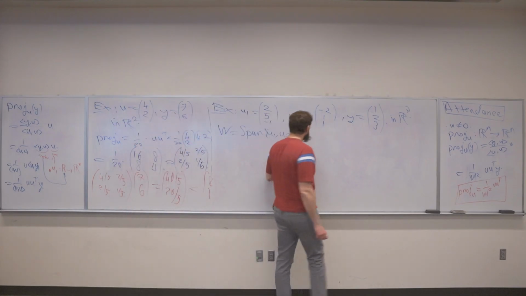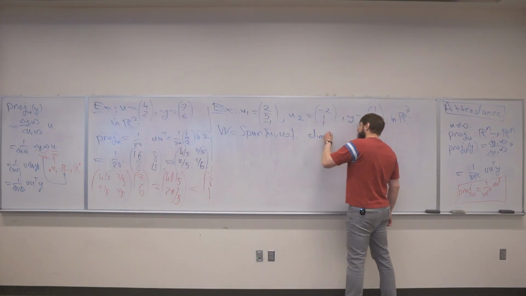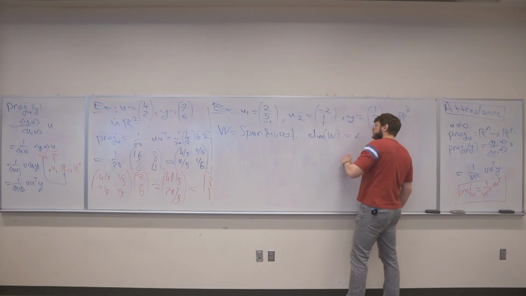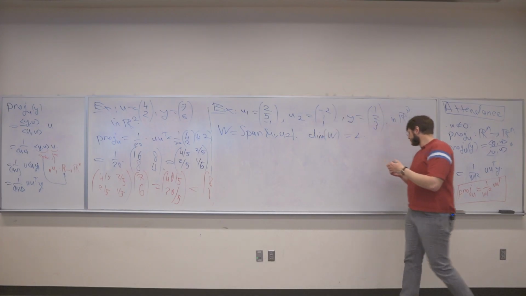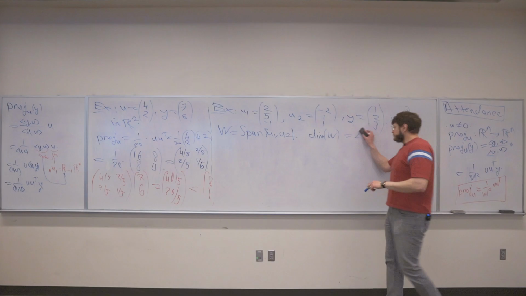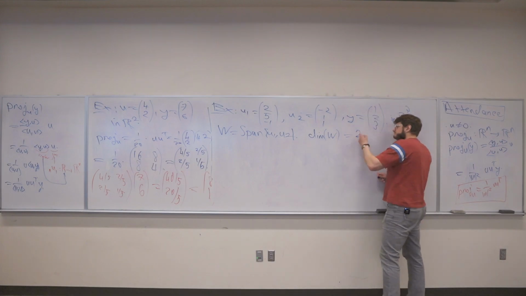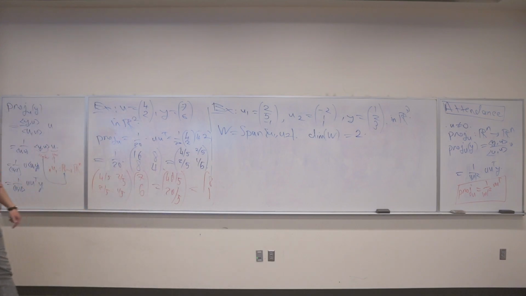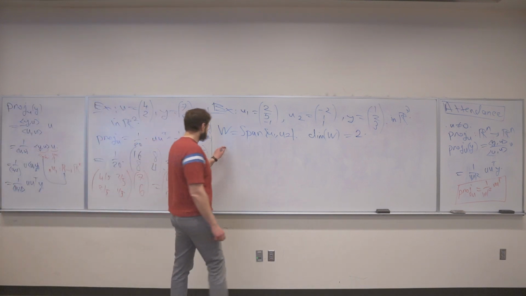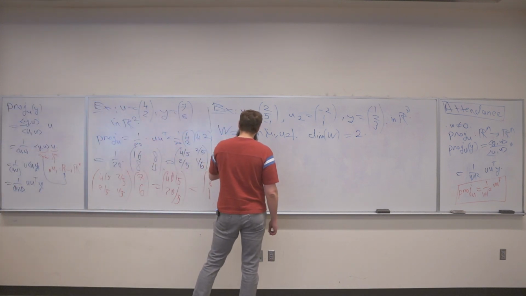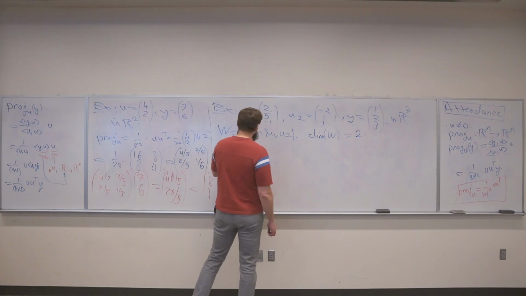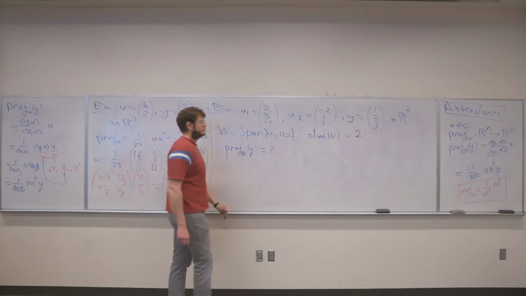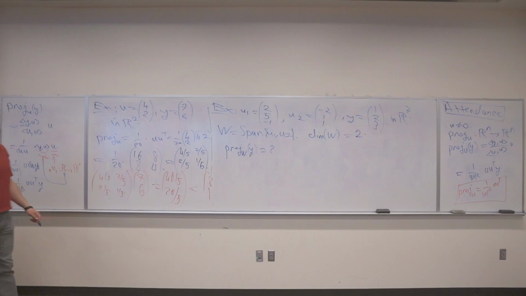I'll write it. You can also set up the equation, but it's better to just eyeball at this point, if you can. What I want to do is project Y onto W. What is the orthogonal projection of Y onto W?